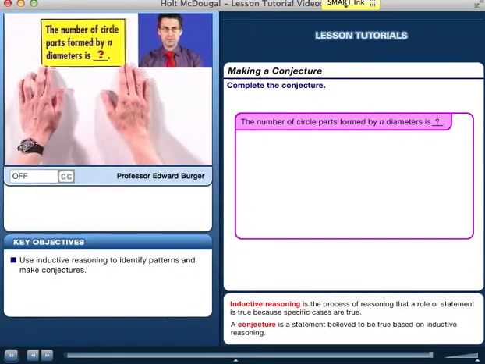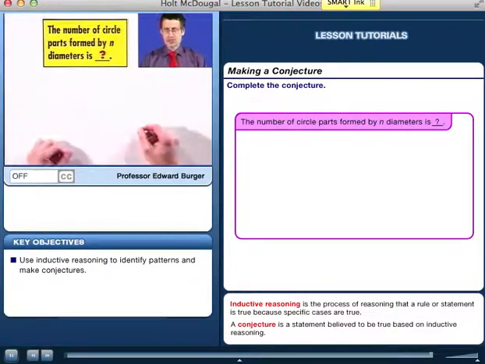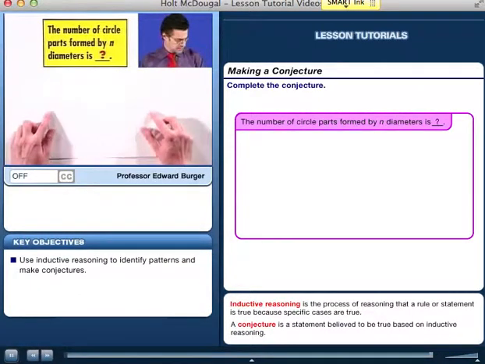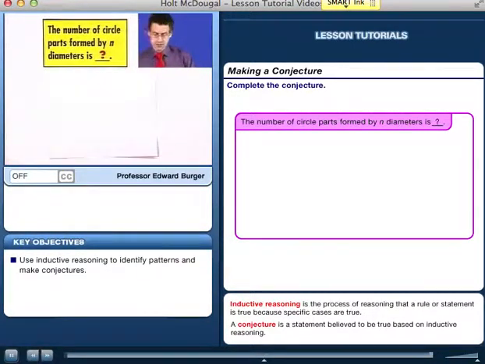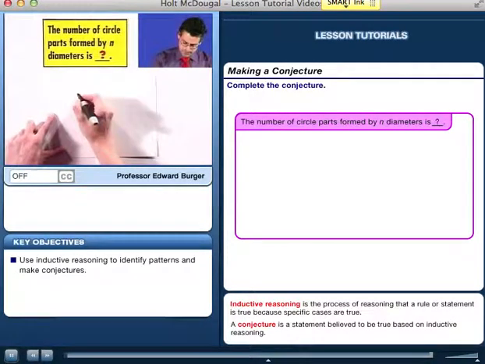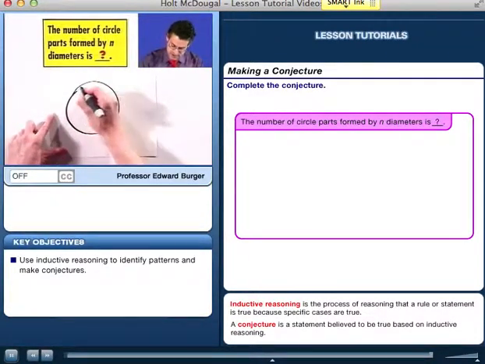This is a more visual one. The number of circle parts formed by n diameters. Now let's think about that. That's sort of a crazy question. In fact, the first thing I would do seriously is scratch my head. So I would immediately draw a picture. It's about something that's visual, so I'm just going to draw a picture, and I honestly don't know what I'm going to do after that.